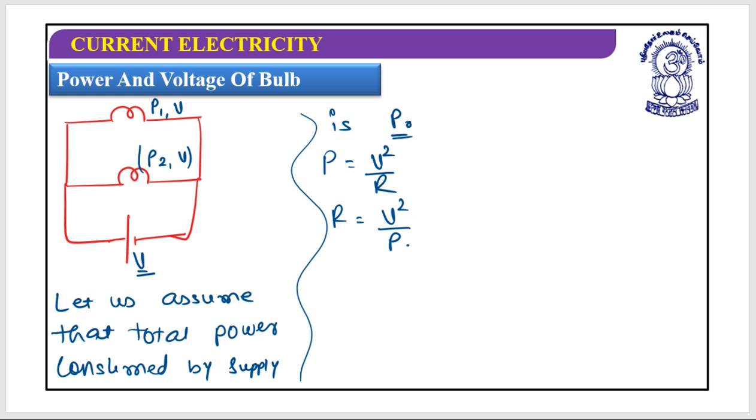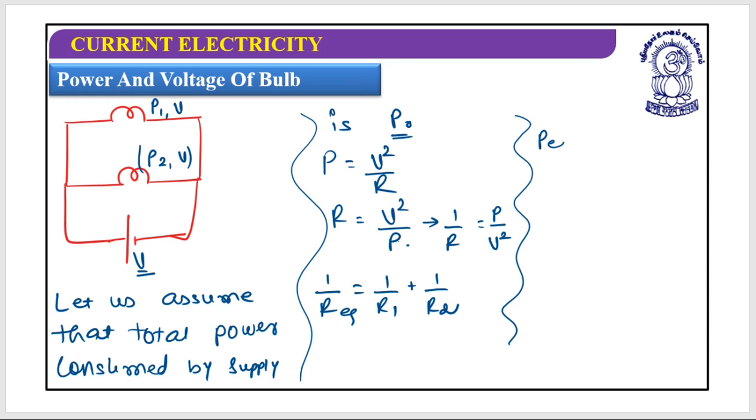So what I have is 1 by R equivalent equals 1 by R1 plus 1 by R2. Yes, so 1 by R equals P by V square. So that can be written as P equivalent divided by V square equals P1 by V square plus P2 by V square. This V square can go, and P equivalent can be written as P1 plus P2. I hope these things are clear.